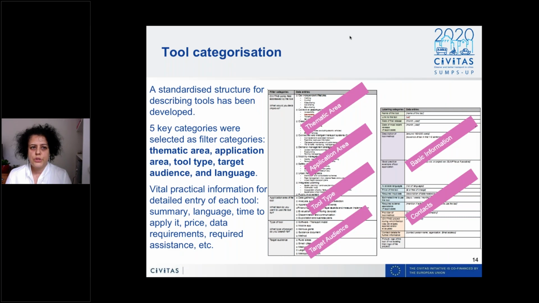Then there has been a tool categorization. So there are thematic areas, application areas, and the tool type. So there are these specific filters. The basic information about the tool and the language of the tool. These are very practical information that each tool contains.